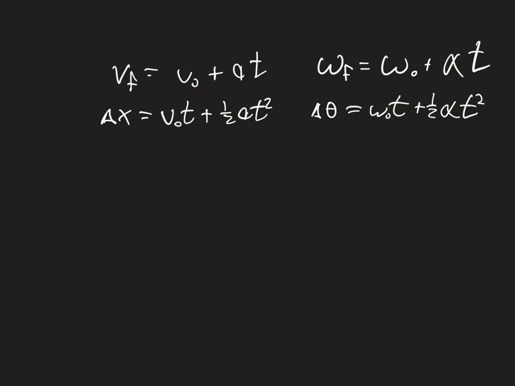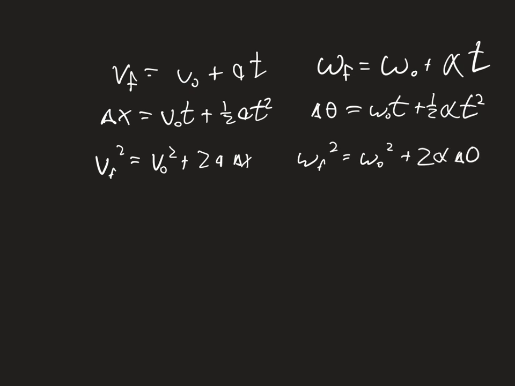And v final squared equals v initial squared plus 2a delta x. Well, we can write omega final squared equals omega initial squared plus 2 alpha delta theta. So all the relationships that we have been using for linear stuff have a corollary in rotational motion. So those relationships are still true.